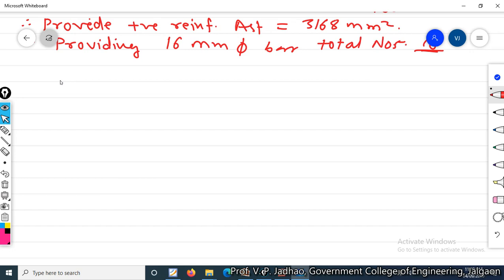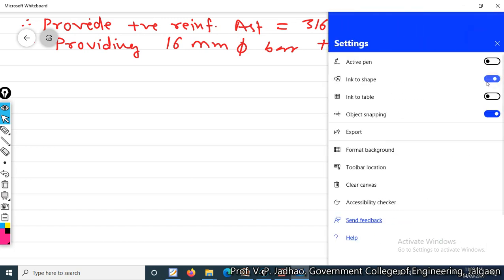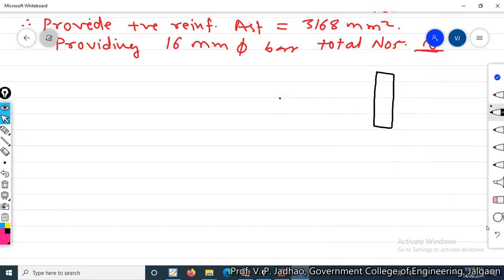But at the same time, these reinforcements are provided in such a manner, in some band below the columns. Okay, how I will show this. Let us consider this is one of our columns, and this is the portion below this column.